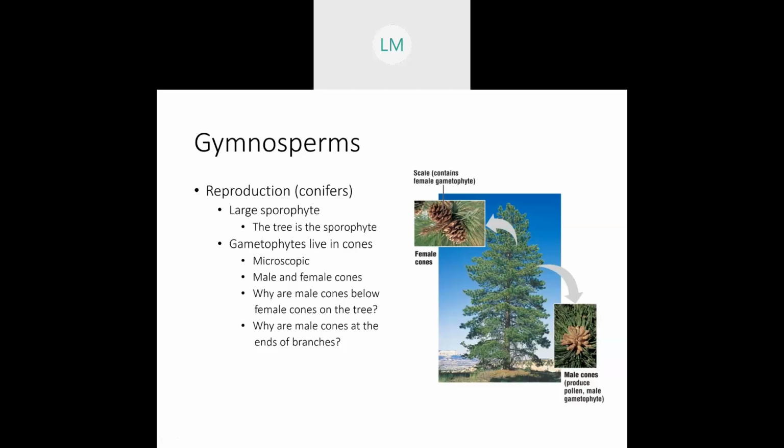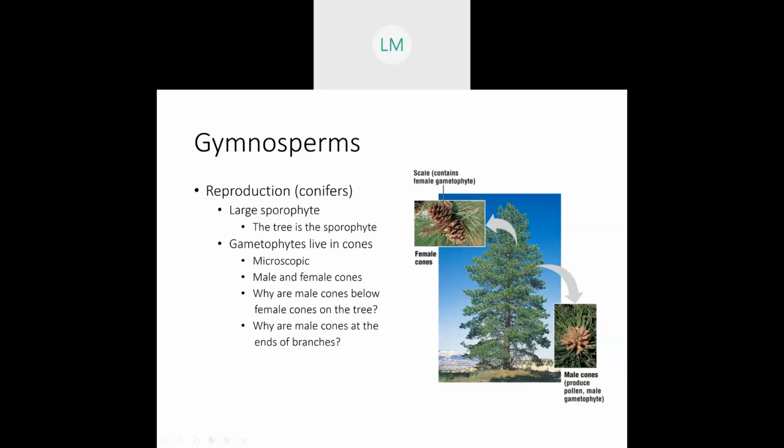And we have male and female cones, right? We've got gametophytes that are producing gametes. So we've got female gametes being produced and male gametes being produced. This is going to happen in separate cones. So typically when you see a conifer, we've got female cones that are up at the top, and we've got male cones that are more towards the bottom and out on the edges of the branches.